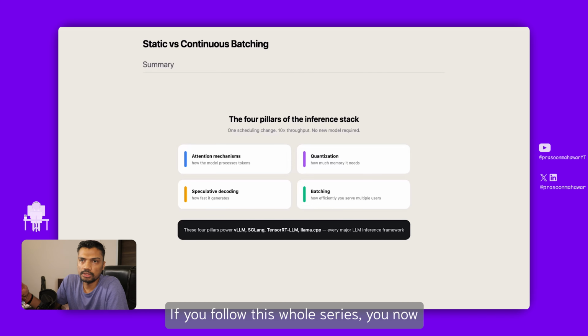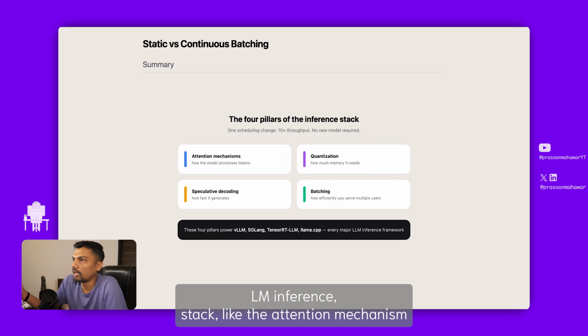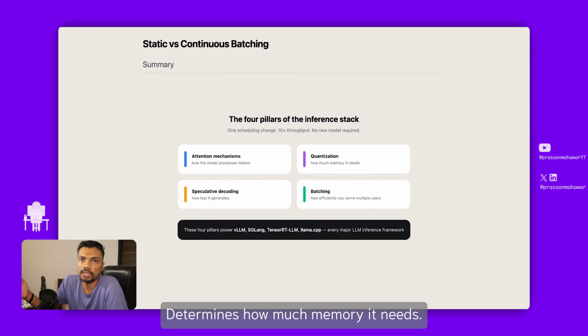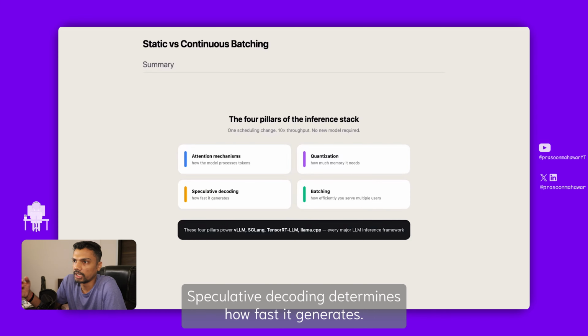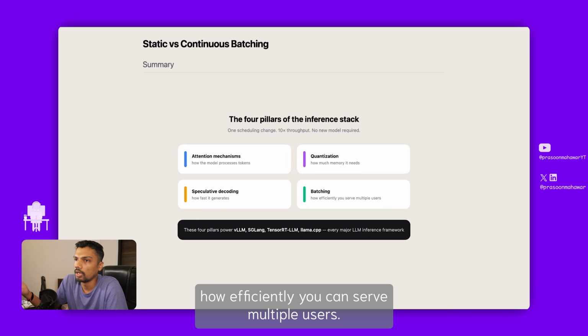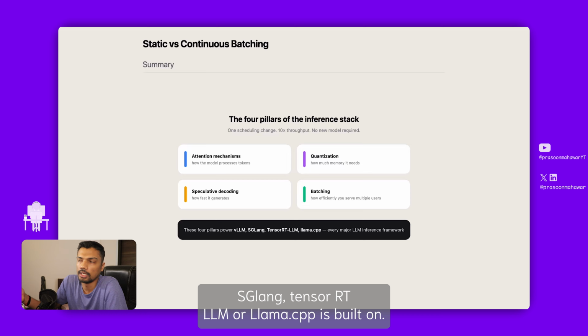If you followed this whole series, you now have an understanding of the four pillars of the modern LLM inference stack: the attention mechanism determines how the model processes tokens, quantization determines how much memory it needs, speculative decoding determines how fast it generates, and the batching we discussed today determines how efficiently you can serve multiple users. These four pillars are what major LLM inference frameworks like vLLM, SGLang, TensorRT-LLM, or llama.cpp are built on.